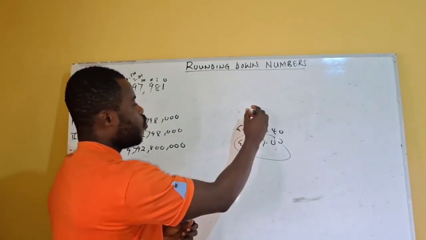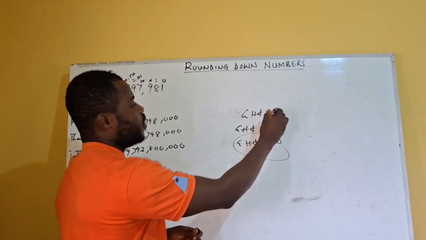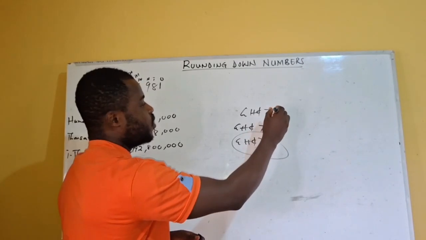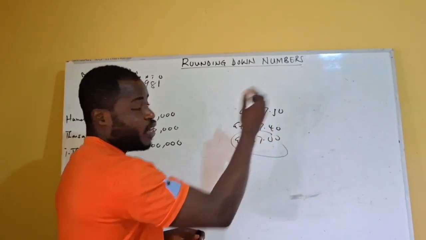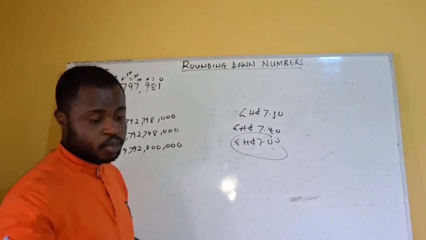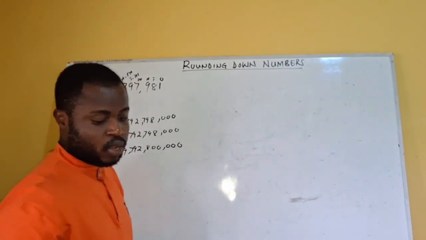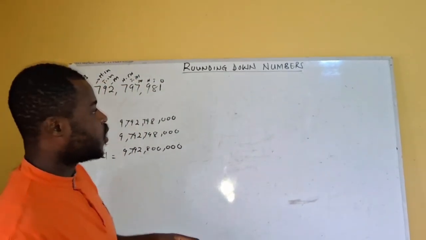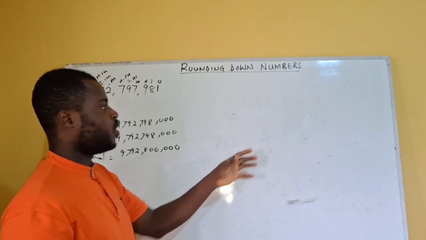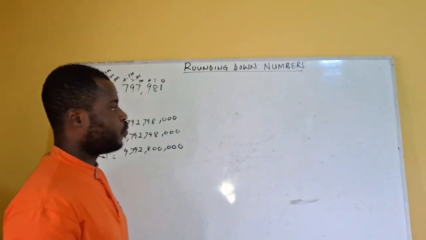Unlike when they have increased the price, then maybe you round it up to 7 cedis, 50 pesewas or 8 Ghana cedis. That means you have rounded it up. Now, in rounding a figure down, after you have finished, you make sure that the figure you have rounded down is lesser than the figure you are working with.